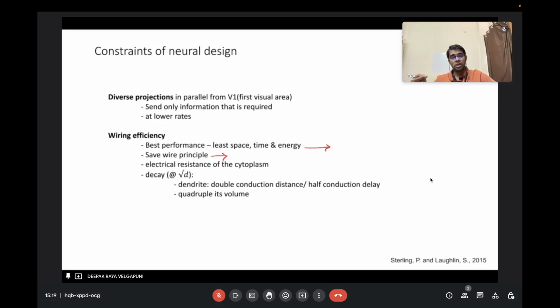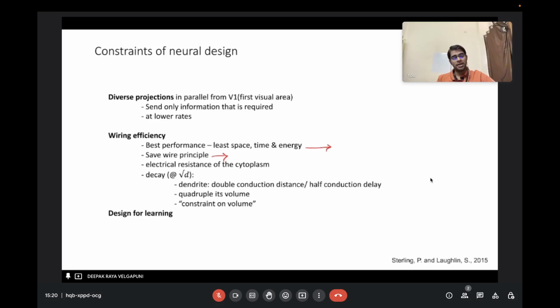Therefore, in order to double the conduction distance and halve the conduction delay, the volume of the cell has to be quadrupled, and at the same time there is a constraint on volume. So the design has to optimize how your brain and nervous system has to be organized. And these are the few principles, apart from the save wire principle, that we discussed in the lectures.